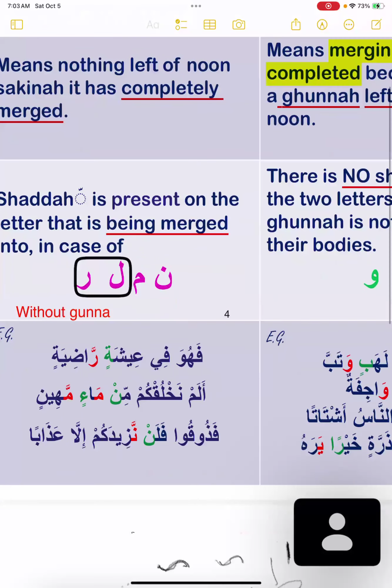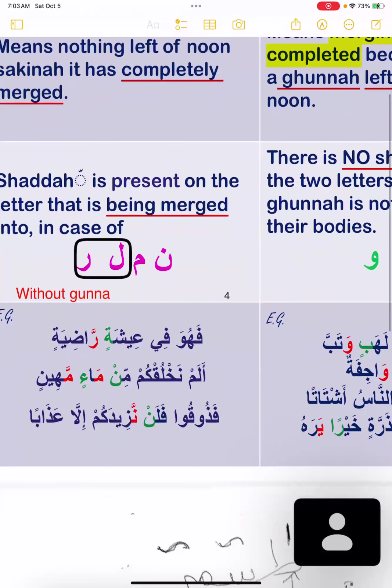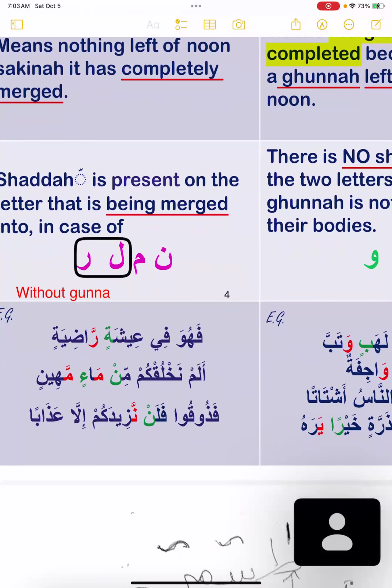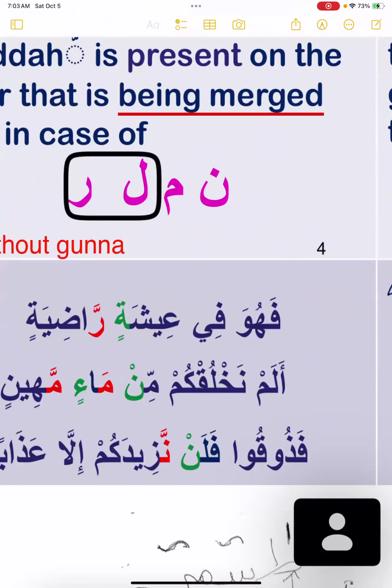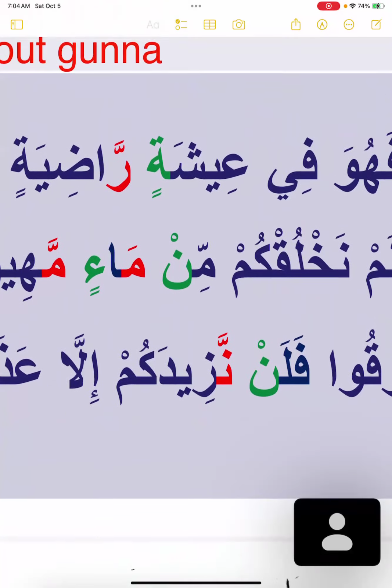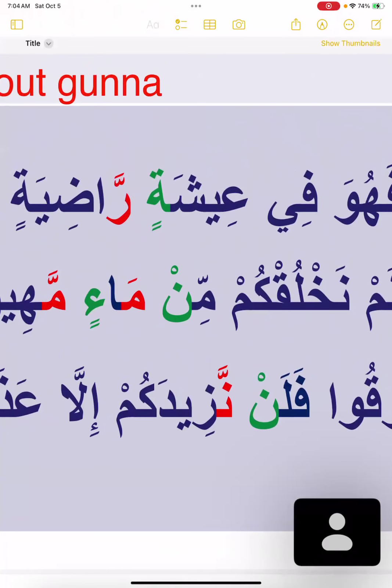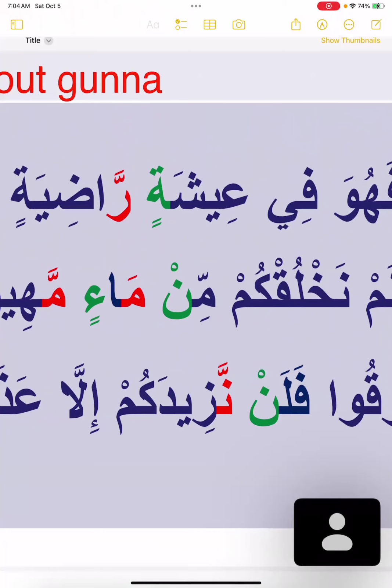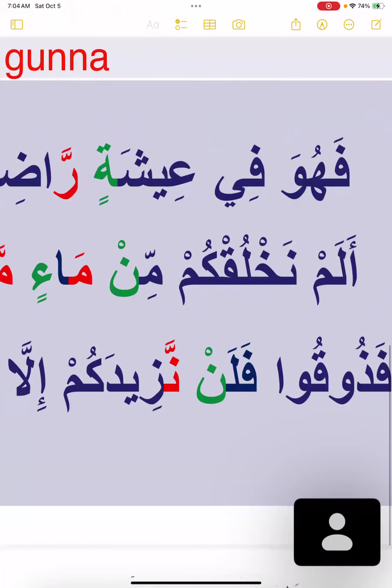So when you look at the word here, فهو في عيشة راضية. Here عيشة راضية. It should have been عيشة, right? The noon has merged into the ra. Okay? And there is no sound of the noon. You cannot hear the ghunna. You cannot hear the sound of noon. The makhraj of the noon has merged into ra. So you have a complete merging. No sound of ghunna. No sound of the noon. You can only hear the sound of the ra. Ishati radiyah.